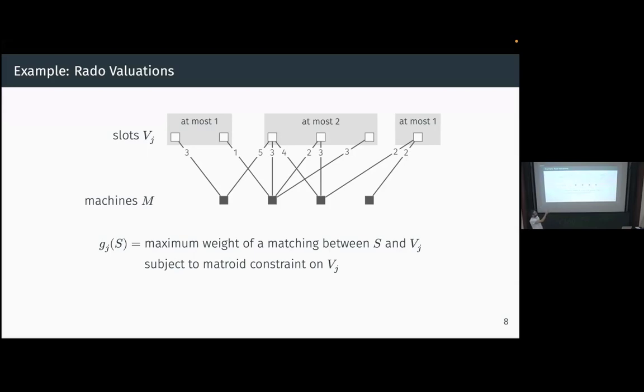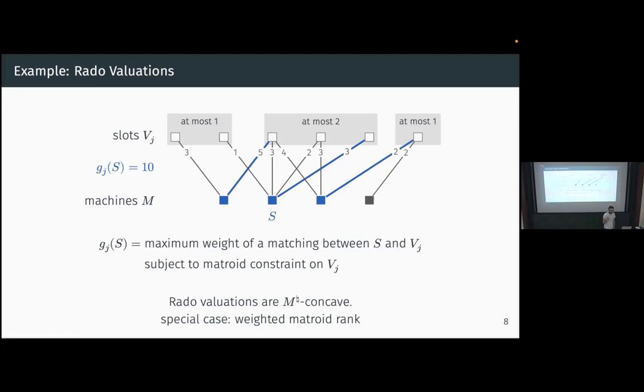And now what we're looking for is a maximum weight matching. So if you want to evaluate Gj of S, then we restrict this side of the bipartite graph just to S. We ignore the machines outside of S, and now we want to find a maximum weight matching from these machines in S to the slots that respects these matroid constraints. So we can only use a subset of slots that is in the matroid, and we want to maximize the total weight that we get. And this maximization problem then gives us the speed that these machines can contribute. Right? And this type of function is an M-natural concave function. And the special cases of this are also weighted matroid ranks.